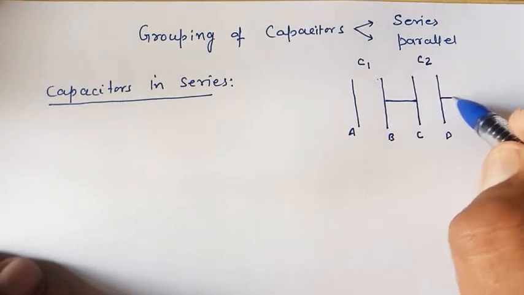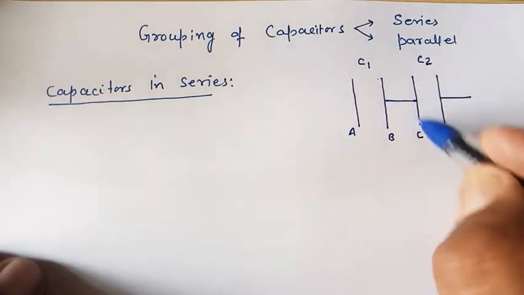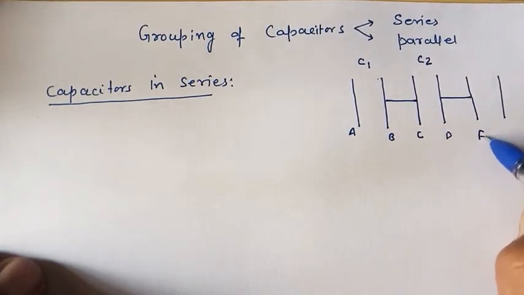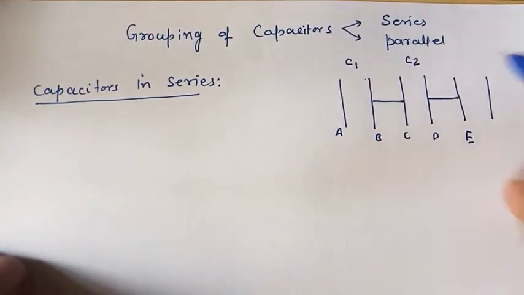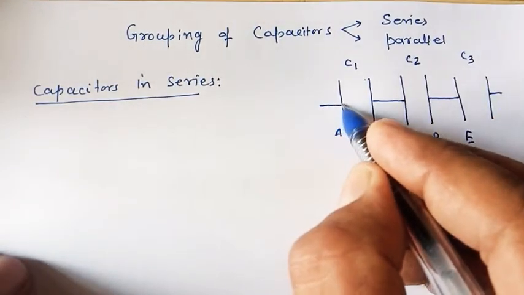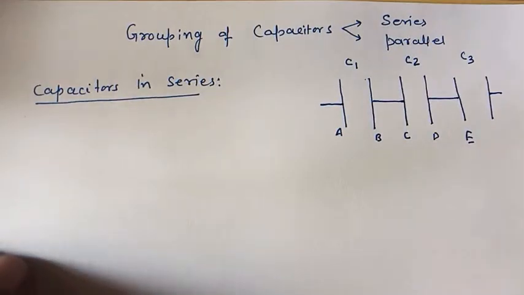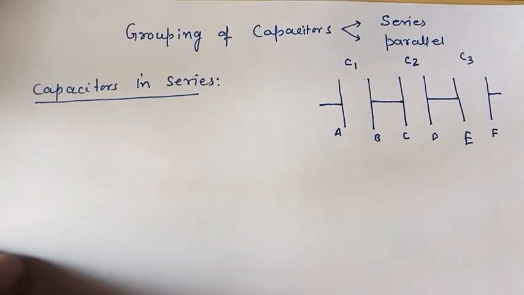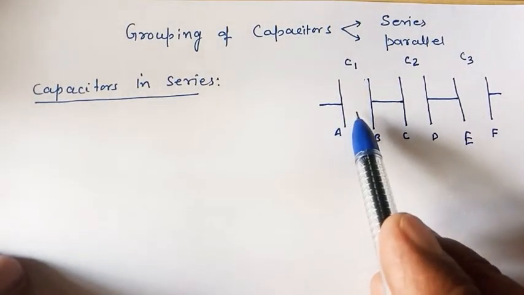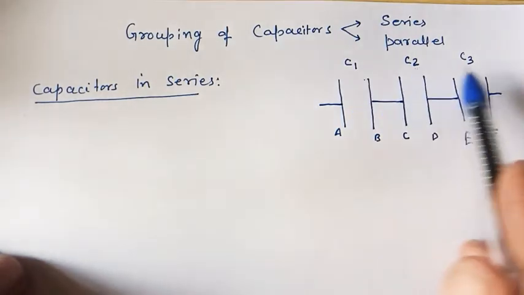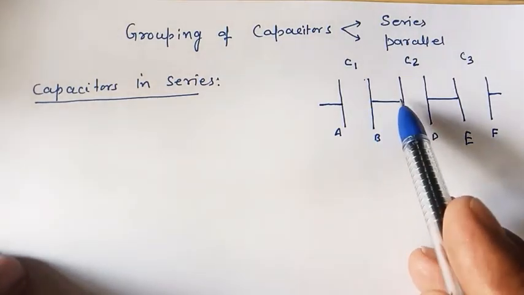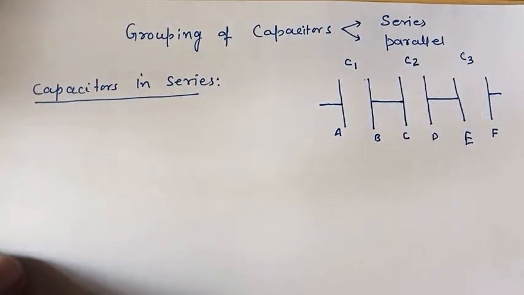In a similar manner, you can connect the plate D of this capacitor with the plate E of a capacitor of capacitance C3 in this way, and let this be the plate F. So what you did, you just connected three capacitors of capacitance C1, C2 and C3 in the series combination. Series combination means end to end combination.